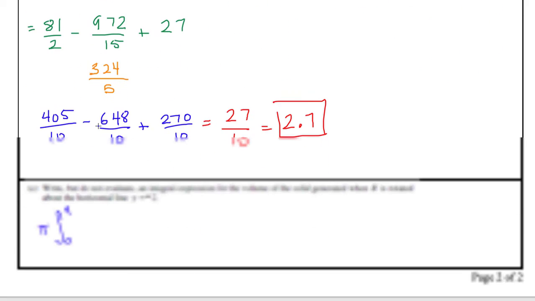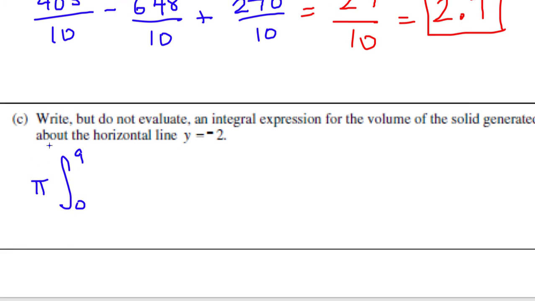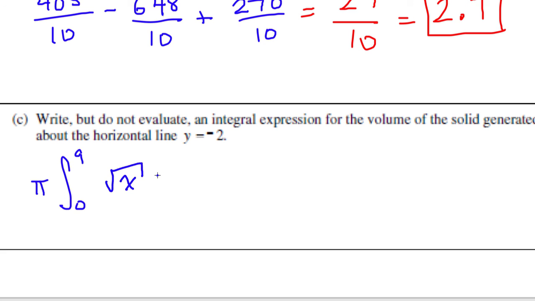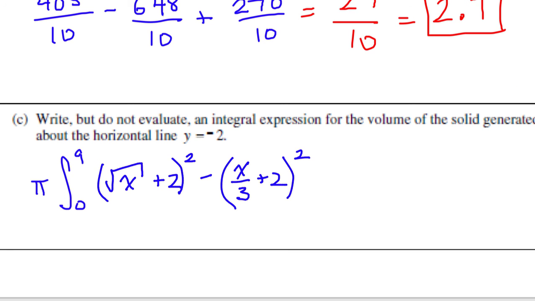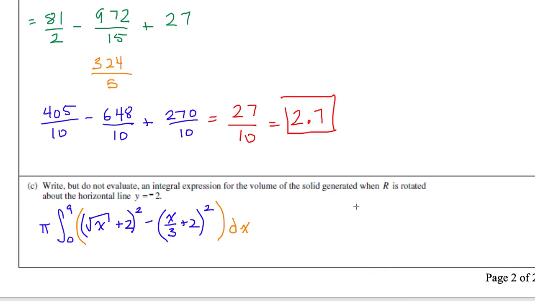So then my outer function is actually the square root of x. That's my bad. This is going to be the square root of x, again plus 2 because minus minus 2, that quantity squared. So that's the first radius. And then I'm going to subtract the other radius, and that's going to be x over 3 minus negative 2, which is again plus 2, that quantity squared, and then all of that quantity dx. Cool. And that concludes our self-check 11.2. Let me see if I can go find some grading. Like, what does the scoring guide say?